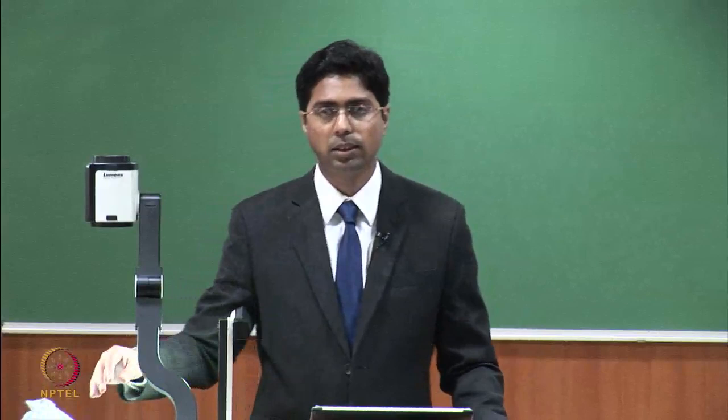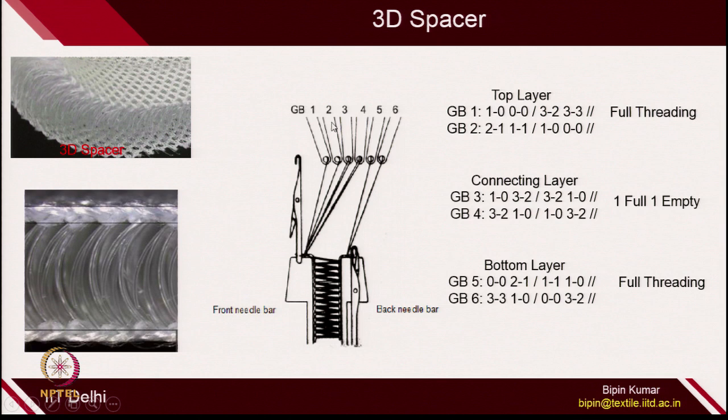The other key area of knitting is cushioning applications. In cushioning applications, usually 3D spacer fabric is used. As I have already mentioned, in 3D spacer fabric there are 2 layers of fabric which are connected by a spacer yarn. This 3D spacer fabric is created on double bed machines, where one bed makes one layer of fabric and the other bed makes a different layer, and these 2 layers are connected by a connecting guide bar.